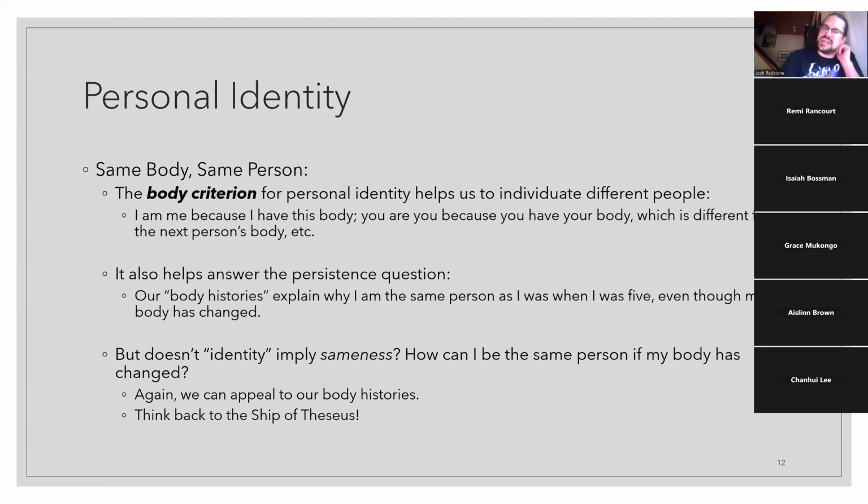No, I wouldn't say it's an argument against physicalism because we're talking about the physical body. What makes me the person I am is the body that I have. So it's actually pretty physical if you think about it.